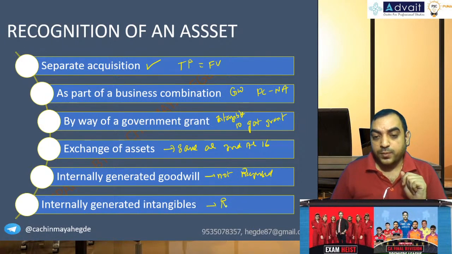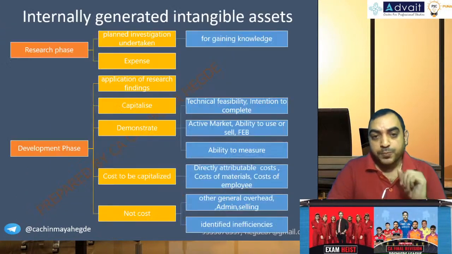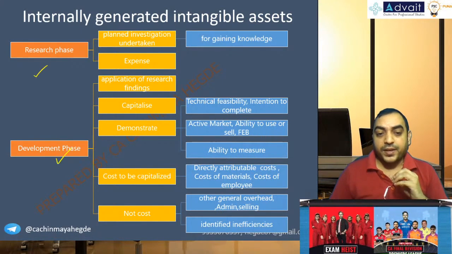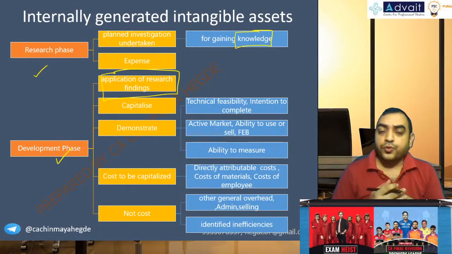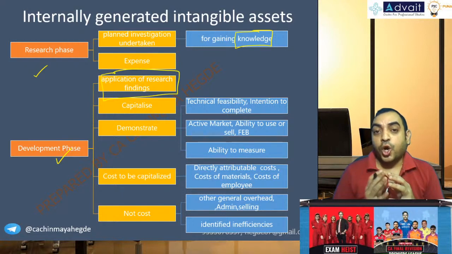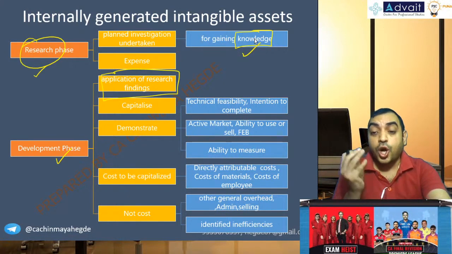Internally generated intangible means research and development expense. Which expense to be recognized? We'll discuss it now. So what is the basic difference? Research means it is for the purpose of gaining knowledge. We don't know the output. Development means application of research findings. So if there is coronavirus and you are trying to find a solution for it, a treatment for that, you do a lot of studies. That is not to be called development, that is research, because you are still studying, you are getting knowledge, your result is not sure.